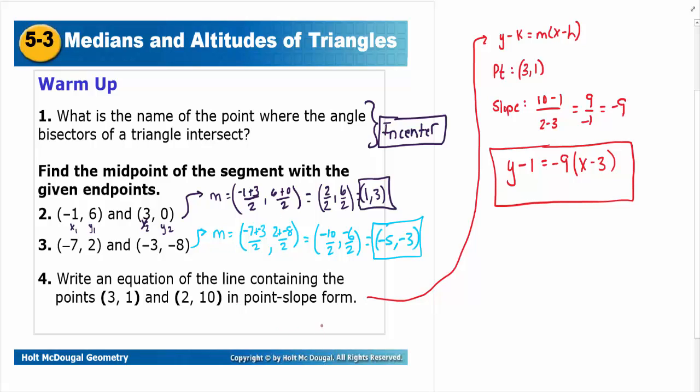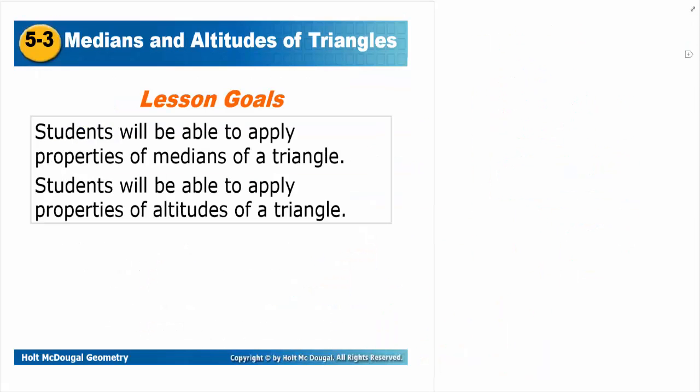Obviously, we're going to be using these things as we go through the lesson today, finding midpoints. We may not necessarily use the incenter in this lesson, but we are going to add some more concurrency points, so you want to keep track of which one's which and don't get them confused. Other than that, we will be doing midpoint. We will find the equation of a line, so let's get started.